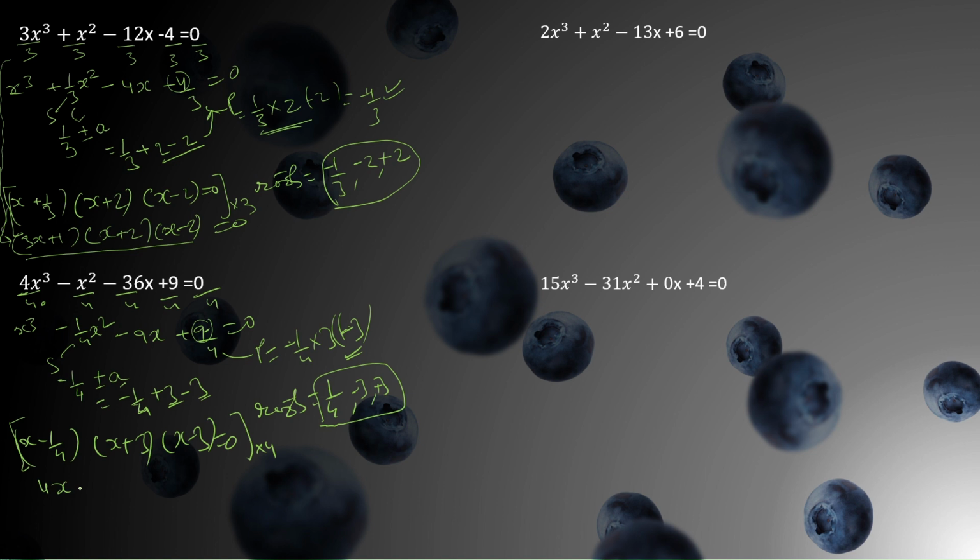Just multiply it by 4. Why? Because initially we have divided by 4. So in order to make up for that, we have to multiply it by 4. So it will become 4x minus 1, and these two factors will remain as they are.